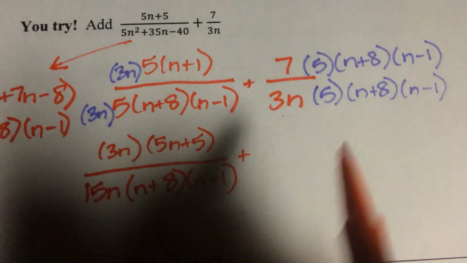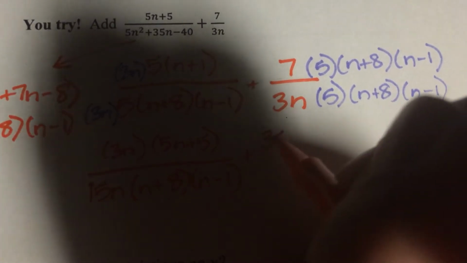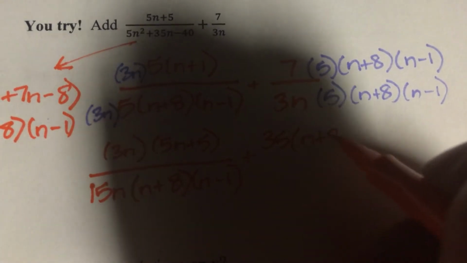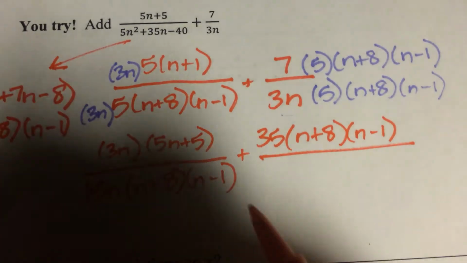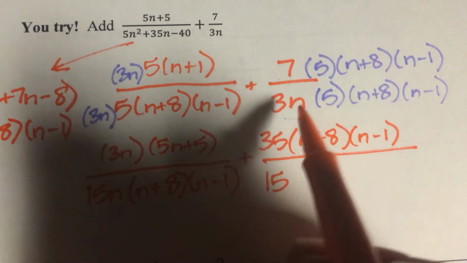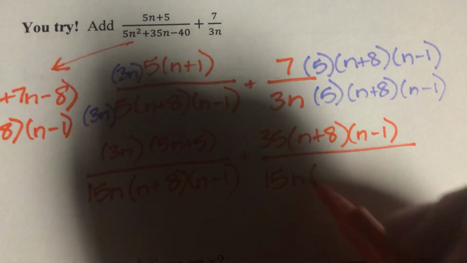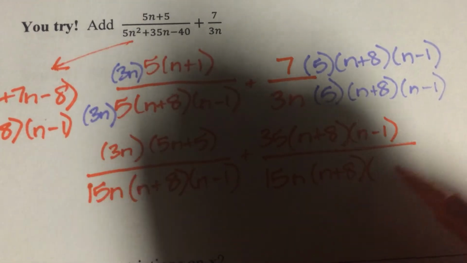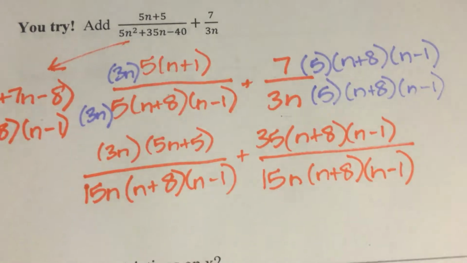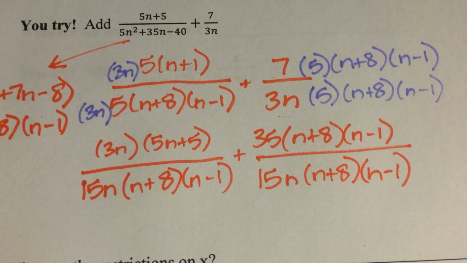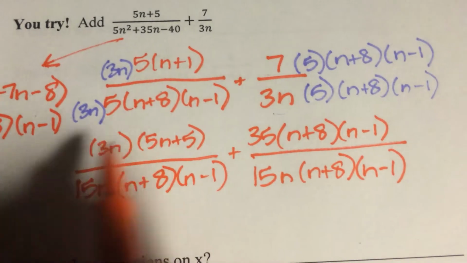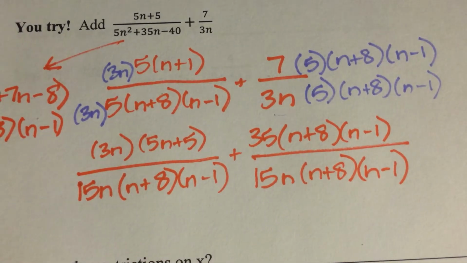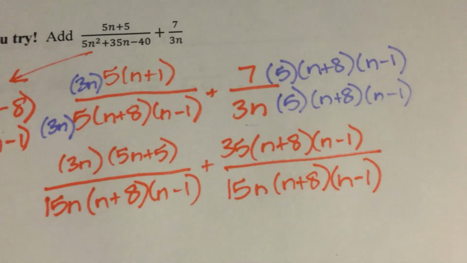And then up here, 7 times 5 is 35 times n plus 8 times n minus 1. On the bottom, I'm going to change that 3n times 5 to 15n times n plus 8 times n minus 1. Okay? All right, so still not done simplifying. I'm going to have to distribute this 3n to the 5n plus 5 to be able to simplify this, unfortunately.